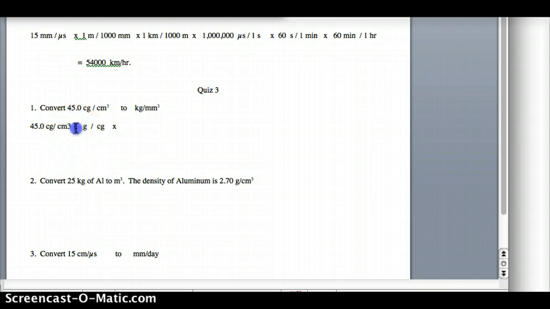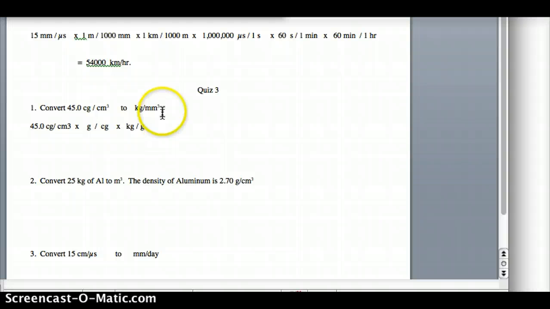Then, after we've gotten rid of centigrams, we'll get rid of grams. And to do that, we're going to put grams on the bottom and kilograms on top. At that point, we have canceled out everything we need to cancel except kilograms, which is what we want. We don't need to cancel kilograms, so we'll have kilograms over cubic centimeters if we work the problem right now.